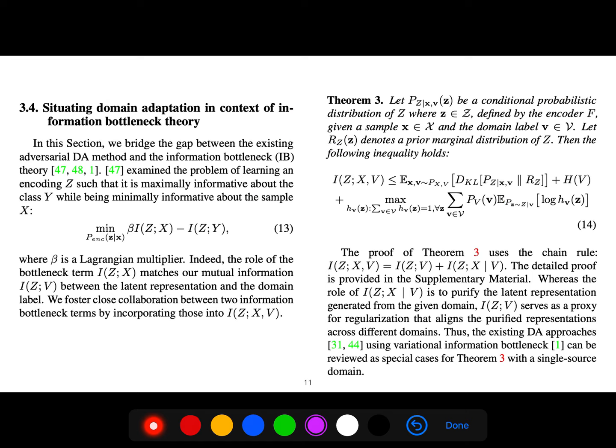Situating domain adaptation in the context of information bottleneck theory. I have a set of videos about this information bottleneck. I have a playlist about it, the information bottleneck in deep learning, something like this. So if you watch that, then you will understand the importance of this information bottleneck.